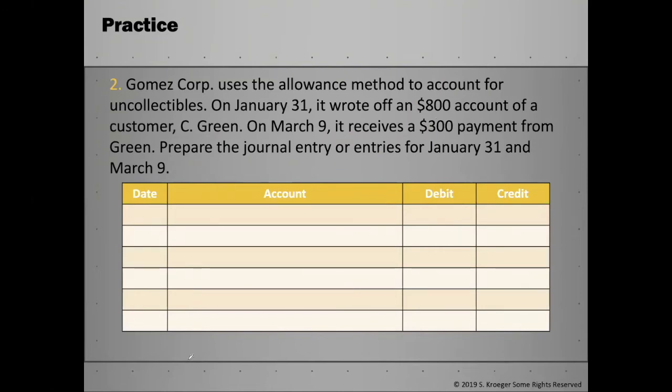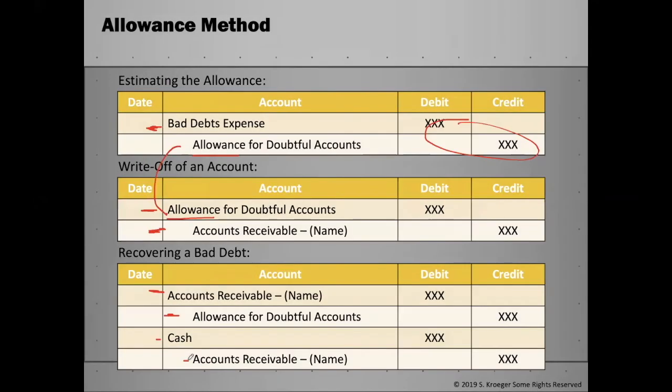Now this problem is a little different. I'm going to go backwards for a moment. We're assuming this part right here, the estimate of the allowance, was already done at the end of December. What we're going to be doing now is writing off the account and then recovering it. These last 2 entries right here. We are going to practice doing the estimate in a little bit.